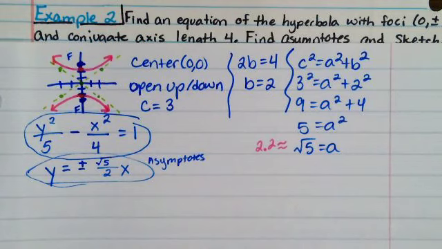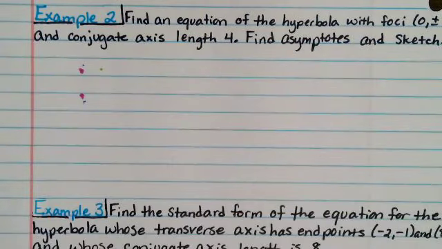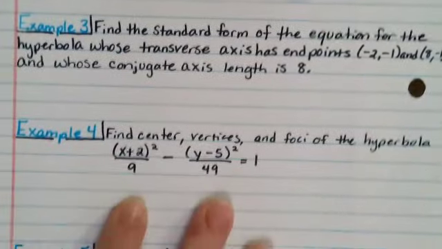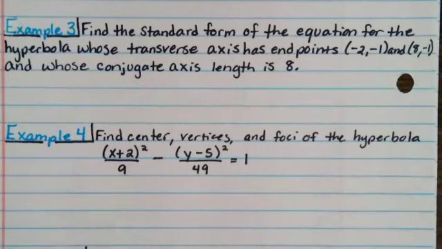There's the sketch. We got our equation, got our asymptotes. Check. Everything's done. All right, next one. Oh, my pen bled. Okay, example 3. It said find the standard form of the equation for the hyperbola whose transverse axis this time.